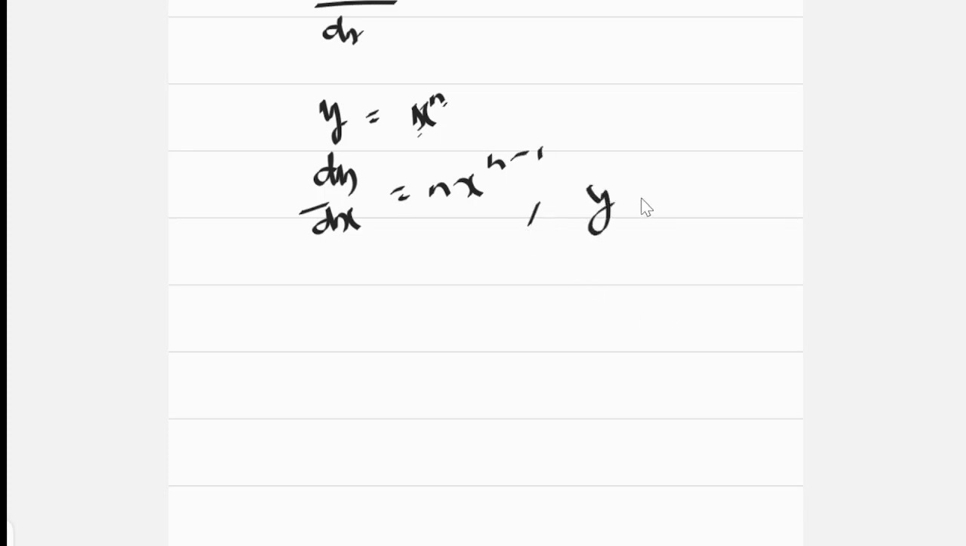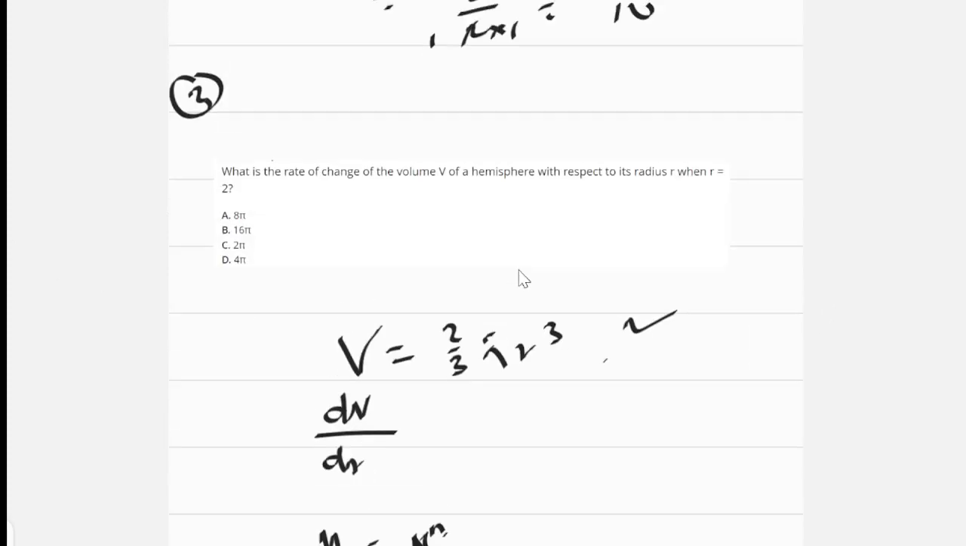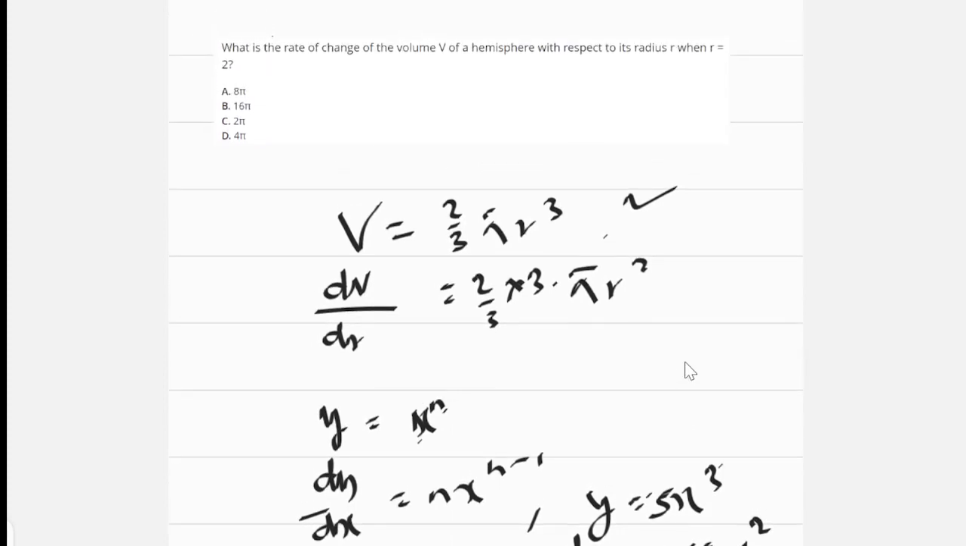So in that sense, when I have y is equal to 5x cube, then my dy dx will be what? 3 times 5, 15, x, 3 minus 1, that is 15x squared. I hope you understand that. So it means this guy will also give me what? 3 times 2 over 3, that's 2 over 3 times 3 times r, then you subtract 1 from this guy, that will give me 2. I hope you understand now. So you see that this guy cancels this. What do you have left? 2 pi r squared. It means your dv dr is 2 pi r squared.